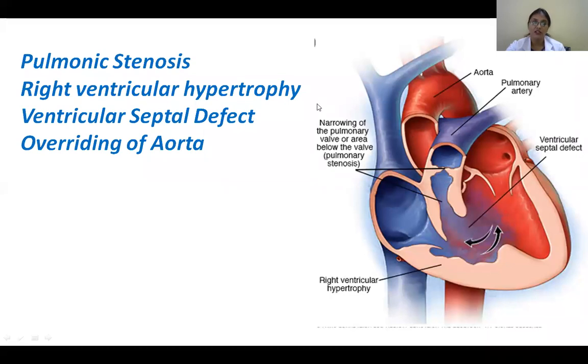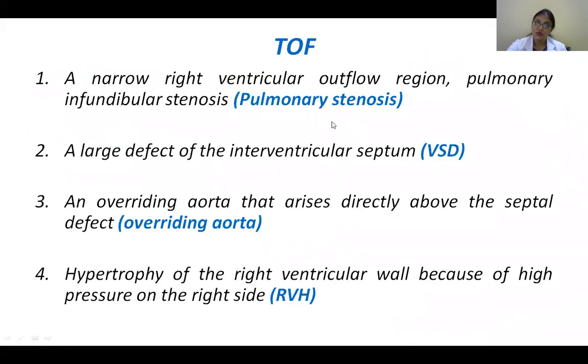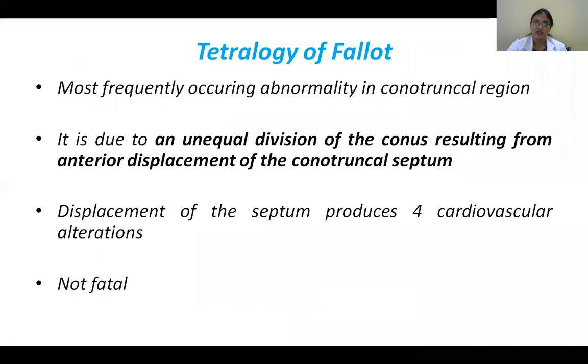So these 4 are called tetralogy of Fallot and you have to study them. One is pulmonic stenosis causing this right ventricular hypertrophy. Then there is this ventricular septal defect and the other one is an overriding of the aorta. These 4. So pulmonary stenosis is a narrow right ventricular outflow region. VSD is this large defect in the interventricular septum. Overriding aorta is when the aorta rises directly above the septal defect. Right ventricular hypertrophy is because of high pressure on the right side, the wall hypertrophies. So that's about the tetralogy of Fallot. Please read this part.